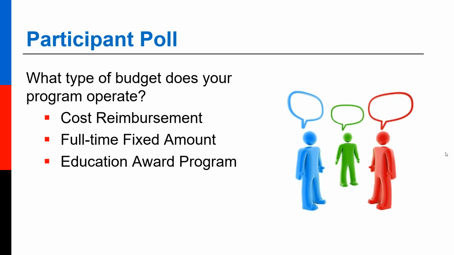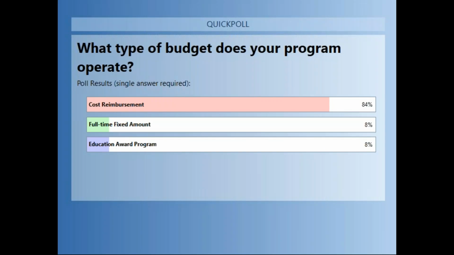Okay, so it looks like the majority, as we said, it was the most common. 84% of you are on a cost reimbursement budget. We have 8% on full-time fixed amount, and 8% of you have an education award program. Great. Thank you for sharing.